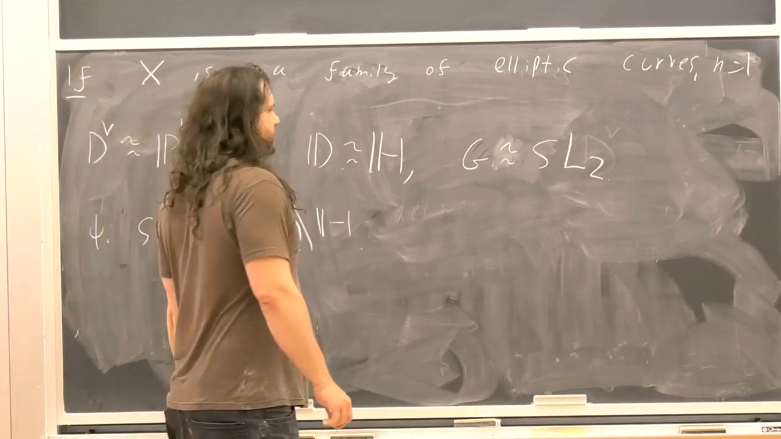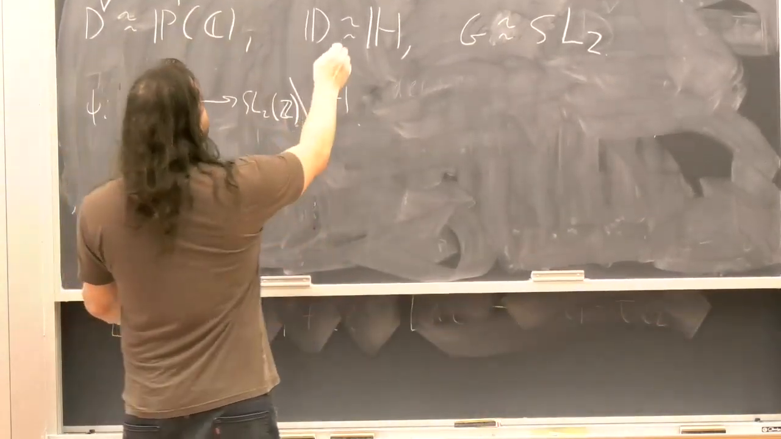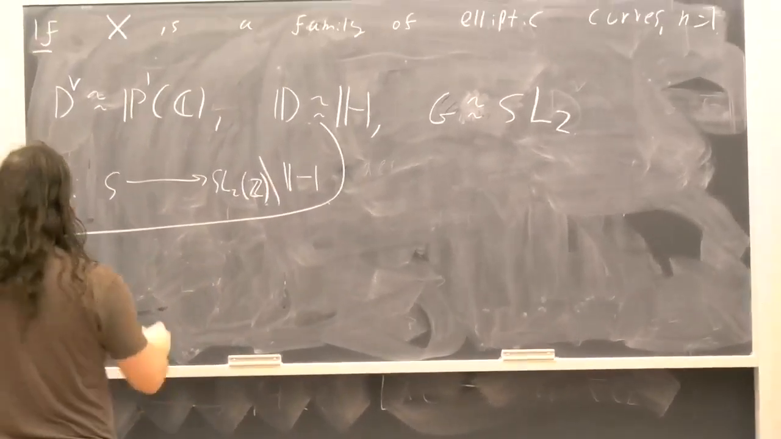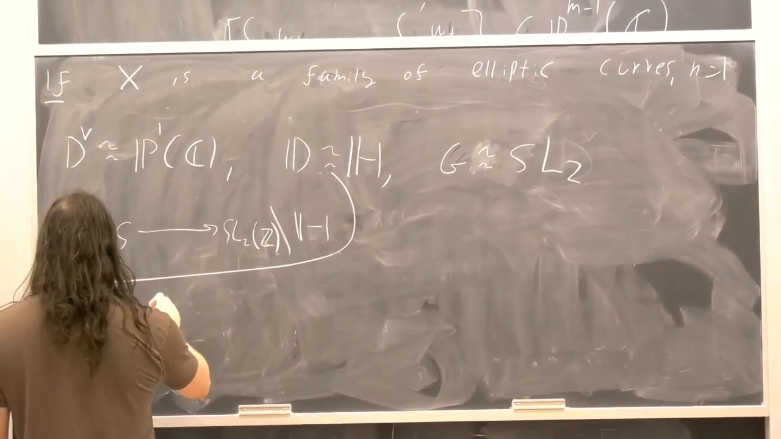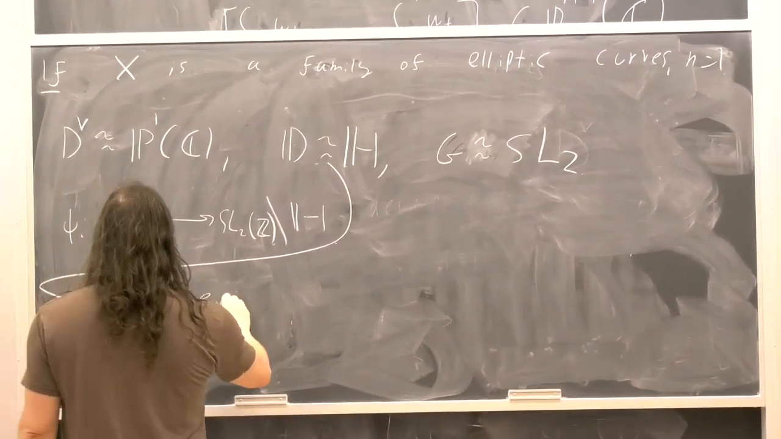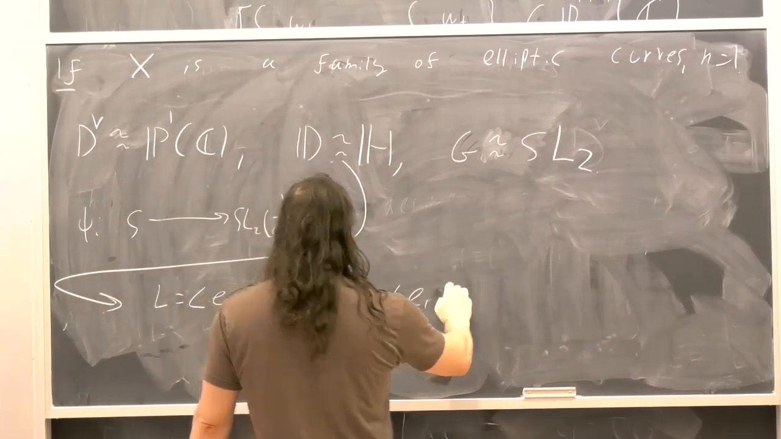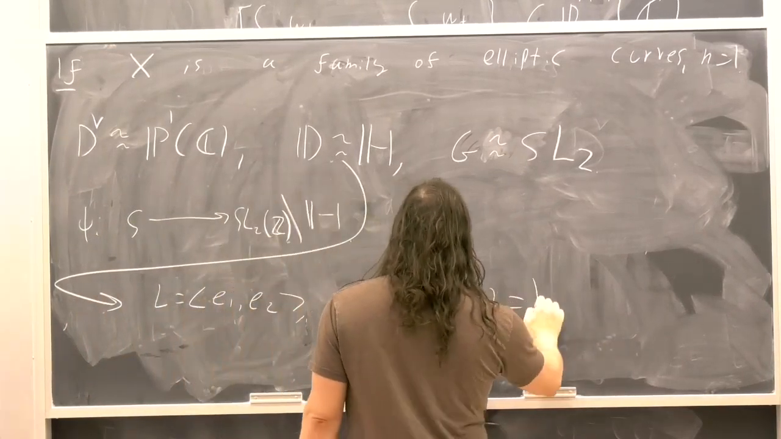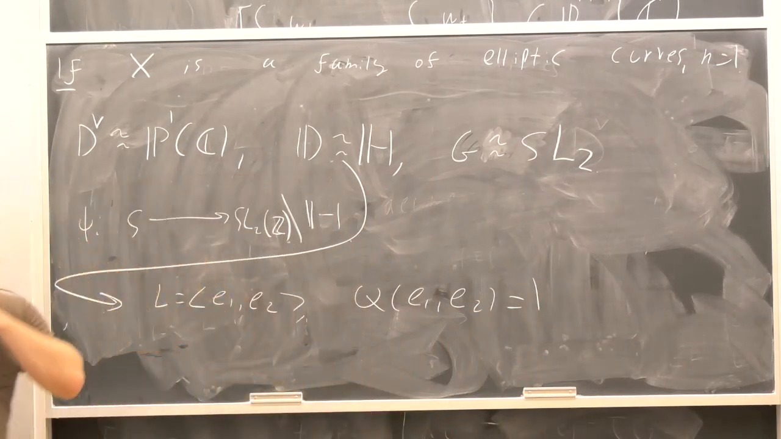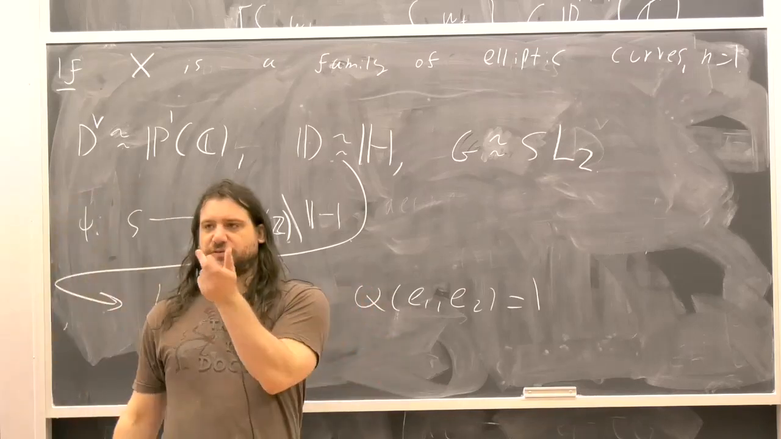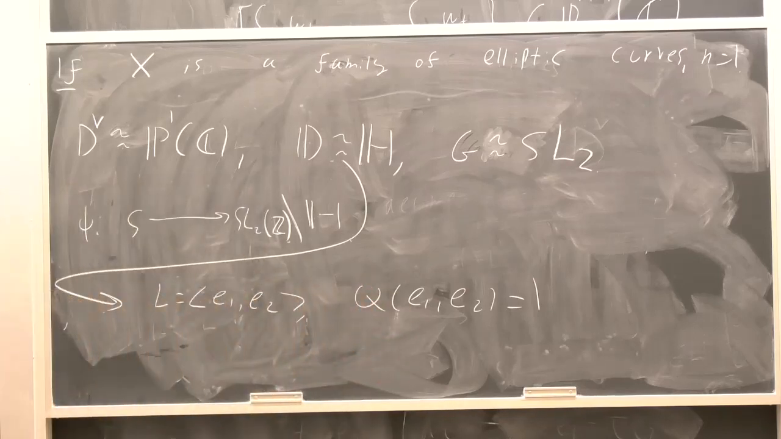Maybe just to spell it out, why D is the upper half plane: in this case L is spanned by E1 and E2, and Q is the symplectic form. So Q of E1, E2 equals 1, and Q of a vector with itself is 0 because n is odd in this case. So if you flip two things, you get its negative.